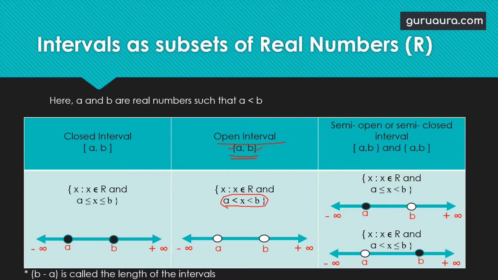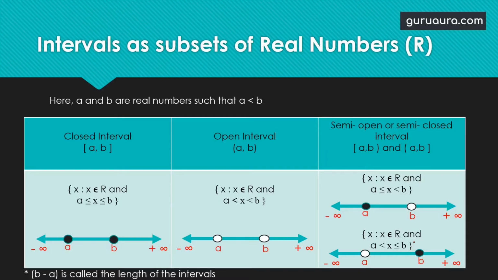Now, let's see the third type of interval. These intervals are known as semi-open or semi-closed intervals, as here one of the two points is excluded. That is, intervals are open at one end and closed at the other end. Either endpoint a is included and point b is excluded, or the endpoint a is excluded and point b is included.